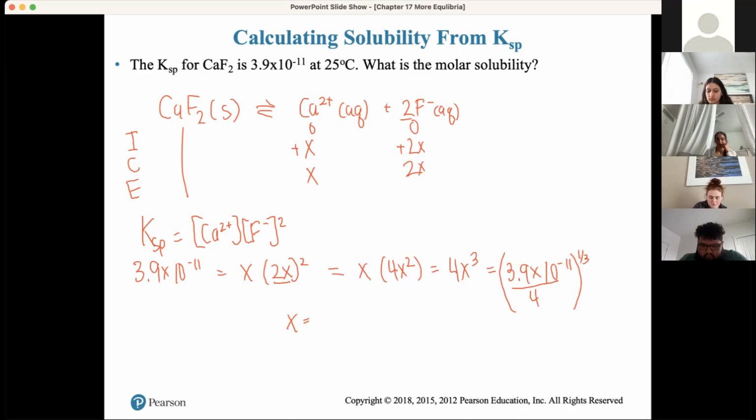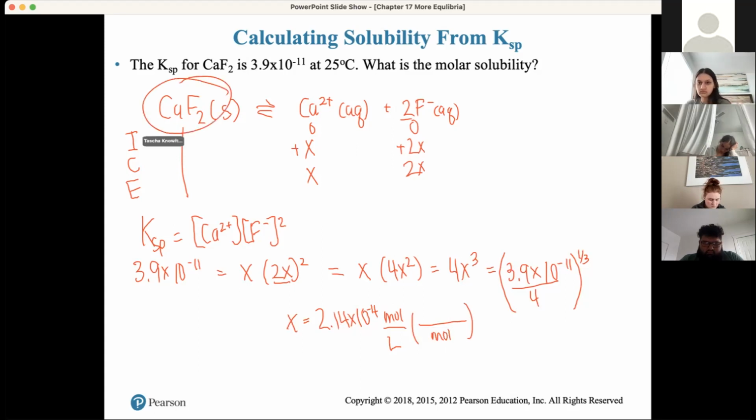I got 2.14 times 10 to the negative 4th. Excellent. That's the molar solubility. If I wanted the mass solubility, then I just realized that molar is moles per liter, so I could just multiply by the molar mass of calcium fluoride. Okay, we're going to practice that later, but that's how I'd go to the next step.